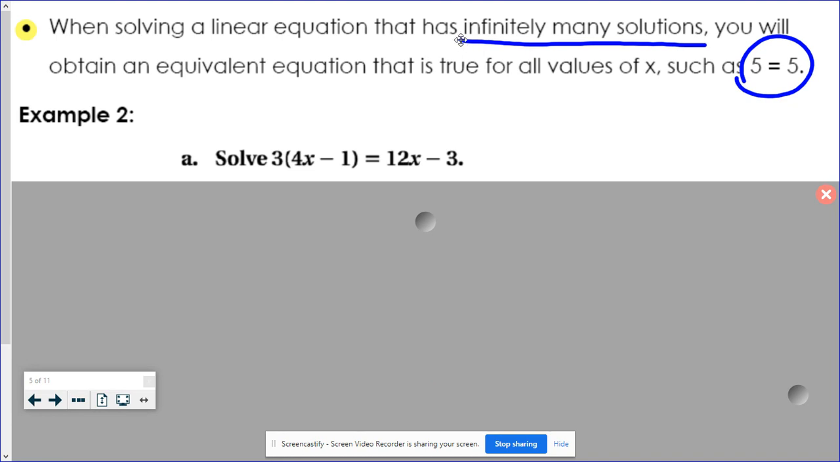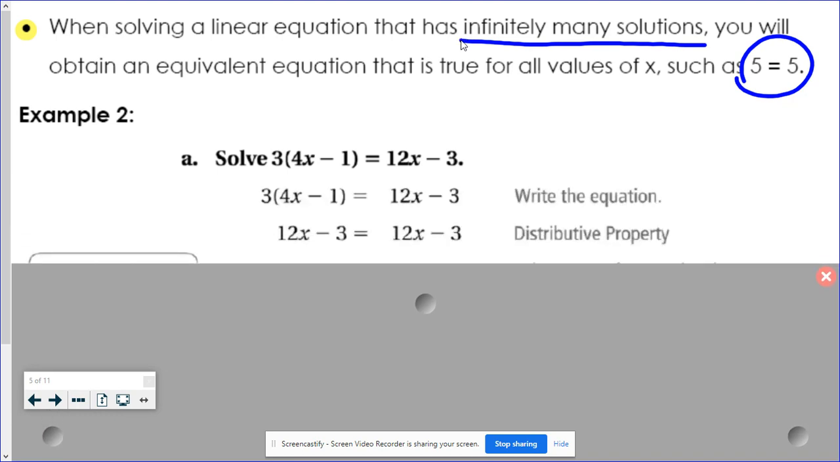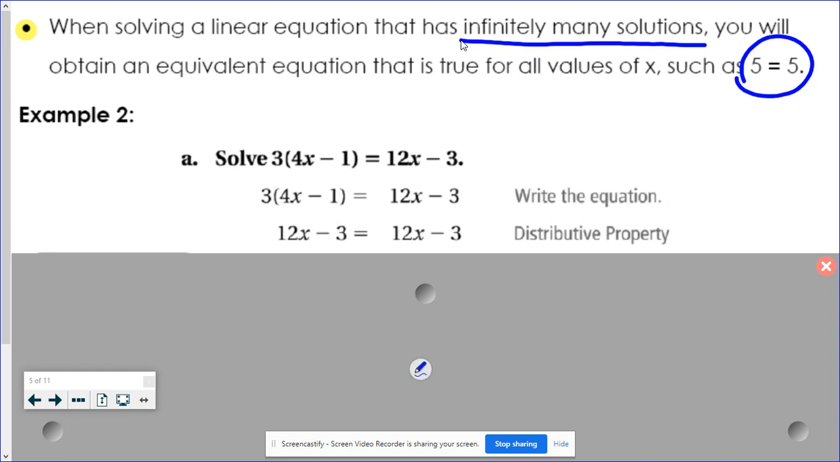So in this problem, we're going to distribute our 3. So we had, that'll be a 12x minus 3. And the other side of the equation is exactly the same.